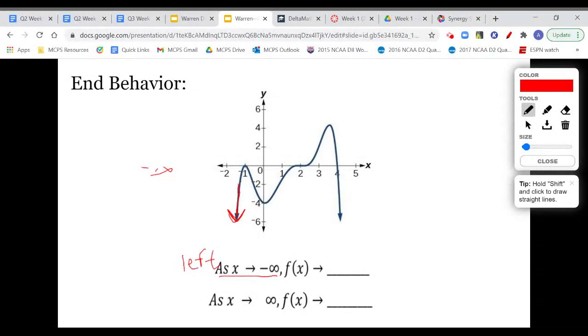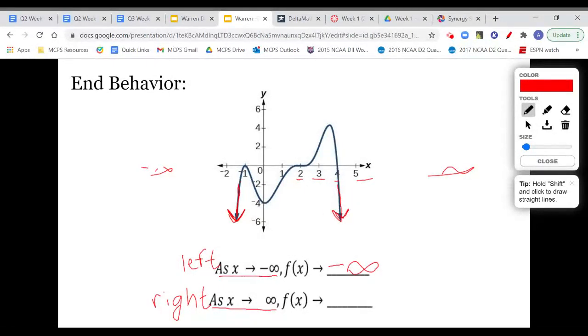I know that the bottom of the graph is the negative portion, right? Those are the negative numbers. So as I go down and down and down infinitely, I reach negative infinity. Okay, and then I can look at the other end behavior. So as x approaches positive infinity, I know all these positive numbers are on the right side of the graph. So positive infinity means moving in the right direction.